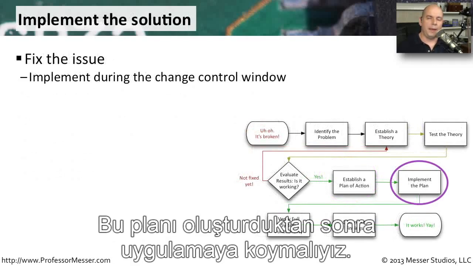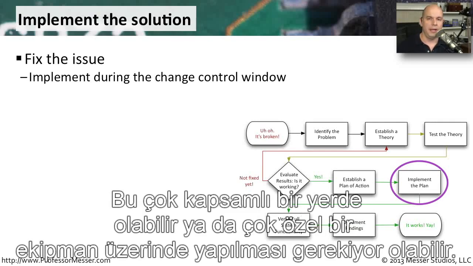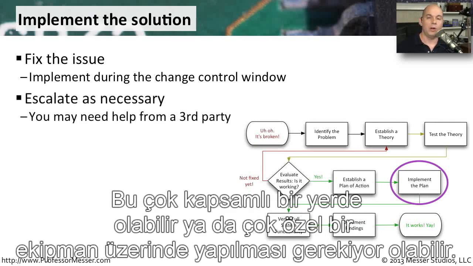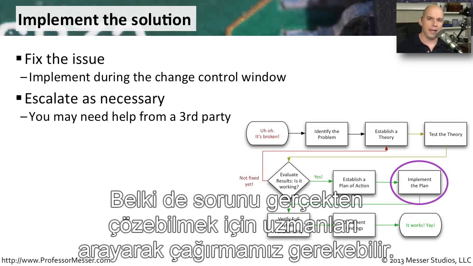Now that we've created that plan, we can actually implement it. We can give it to our operations team. They can go in after hours. They can apply the correction to the server or to the network and try to resolve that issue. If this is something that might be over a large scale, it might be with a very specialized piece of equipment, maybe that you need a third party. You may be calling experts to come in and assist with the actual fix of the problem.